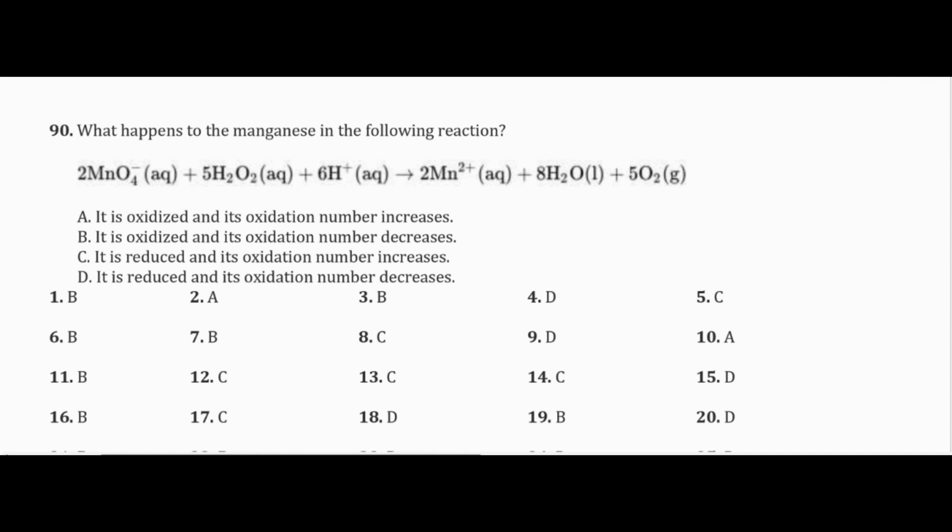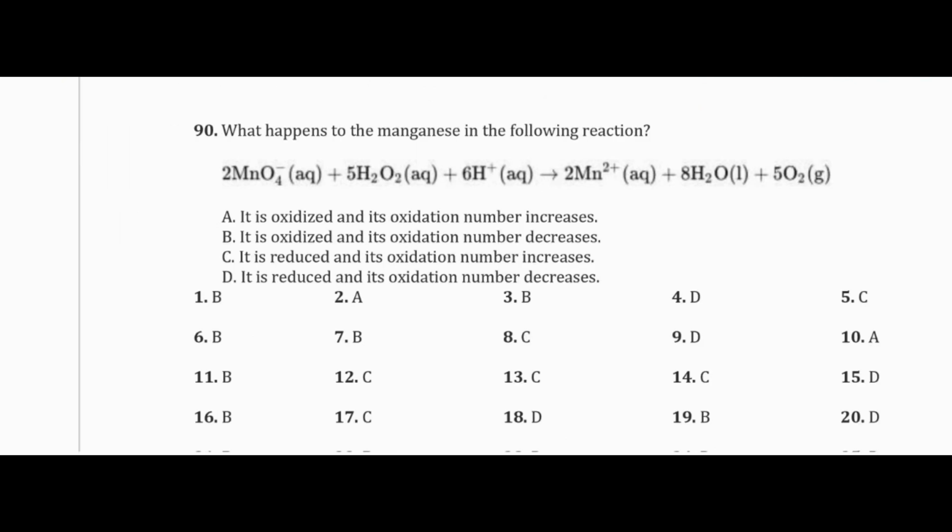Last question. What happens to the manganese in the following reaction? Well, in MnO4, it's minus 8. Sorry, I missed the minus there. Minus 8 for the oxygen, so that would mean plus 7 for the manganese. Here is plus 2, so it is reduced, C or D, and its oxidation number decreases. So that's 90D.